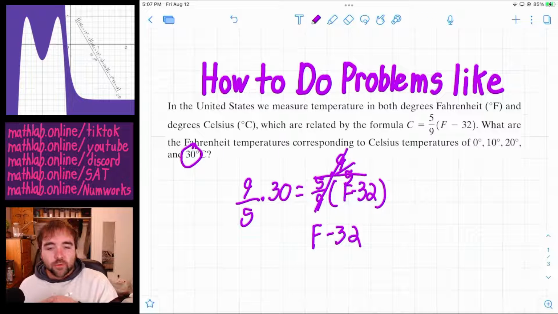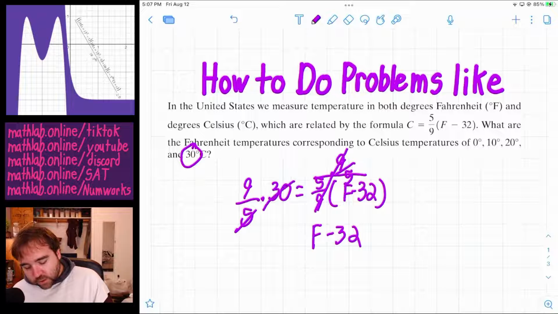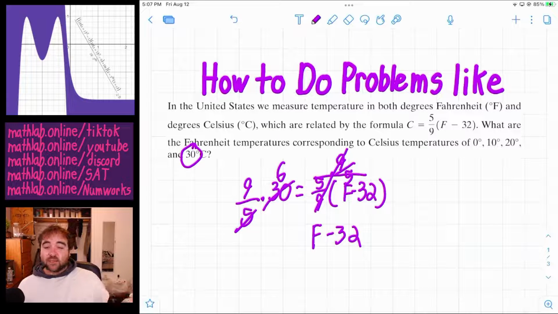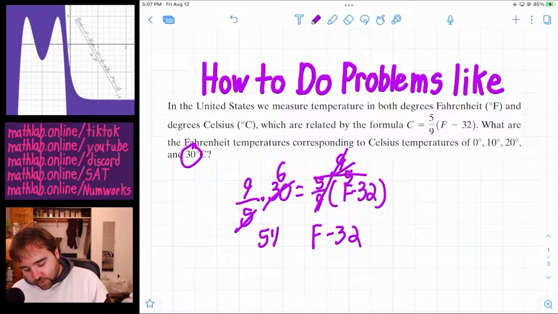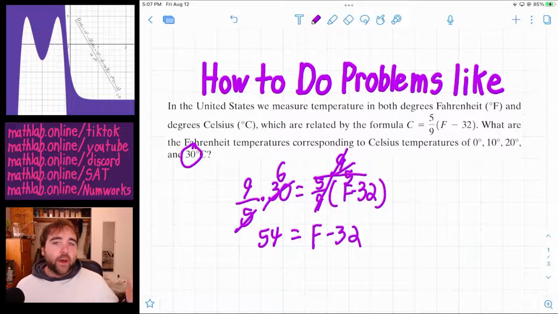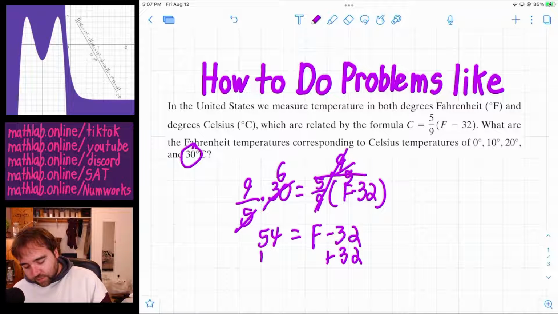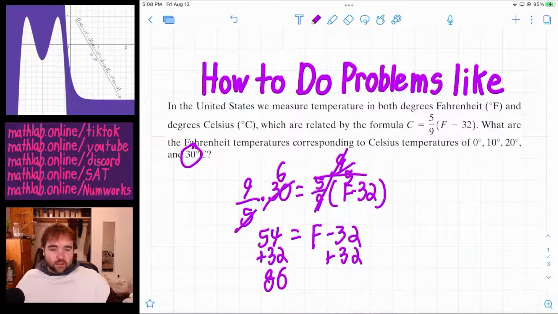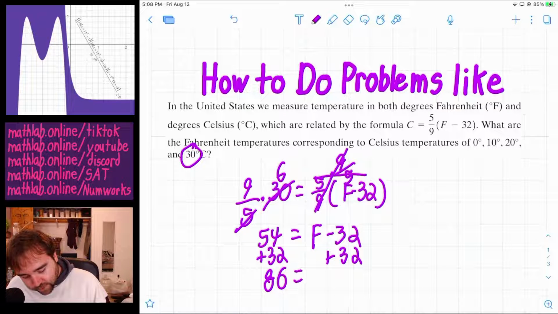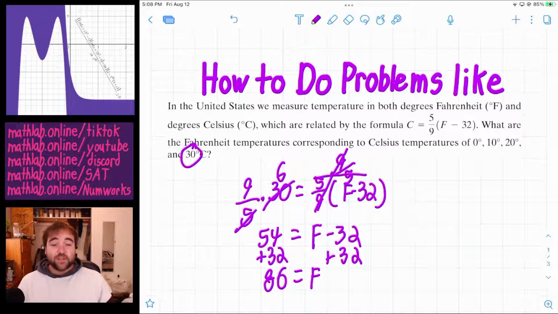You got the 30 divided by the 5. So we're gonna cancel that out and just make that a 6. And see, now it's just 9 times 6. It's just 54 equals F minus 32. And so then add 32 to both sides and you get 86. And so there we go. When it's 30 degrees Celsius, that's 86 degrees Fahrenheit.